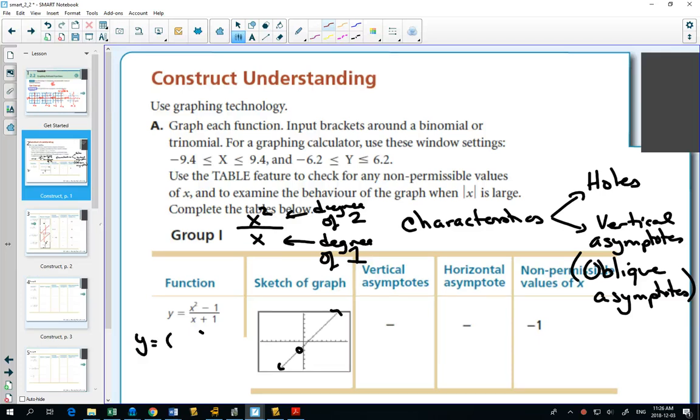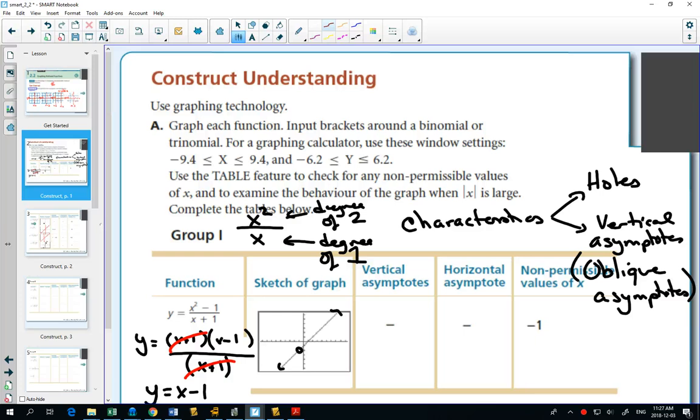Yes, the top is a difference of squares. It's x plus 1, x minus 1. And on the bottom we have x plus 1. What does that mean? It cancels out, and the equation just becomes x minus 1. What kind of graph is x minus 1? A linear, straight line. What's our final graph? A straight line with a hole. Why does it have a hole? Because we still have a non-permissible value. Even though it cancels out, in the original equation, you're not allowed to plug in minus 1.